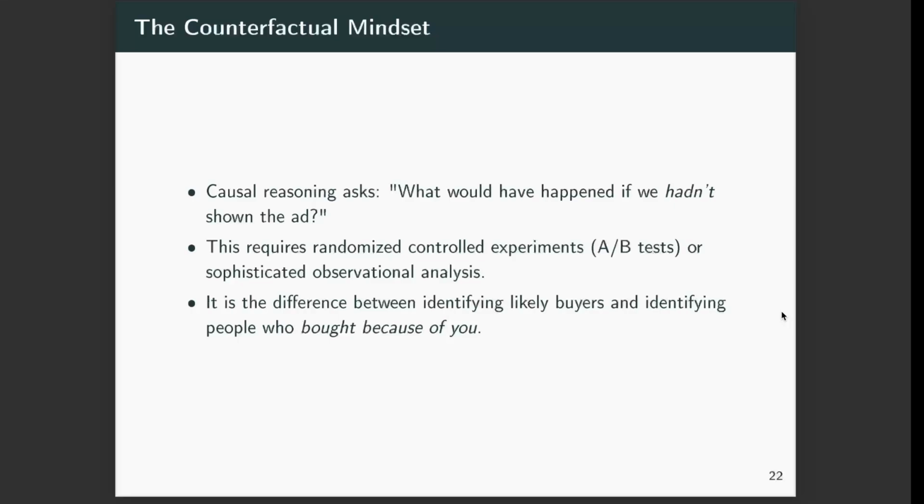And the challenge is that we can never directly observe both realities for the same individual. A customer either got the email or they did not. A patient either received a drug or they did not. We cannot go back in time and change one thing while holding everything else constant. The gold standard for answering causal questions is the randomized controlled experiment, what in business and technology is commonly called an A/B test. In a randomized experiment, you randomly assign subjects, customers, patients, users, to a treatment group and a control group.